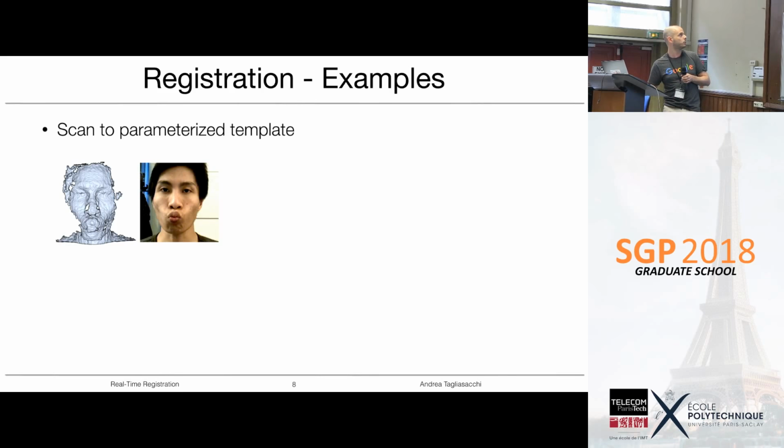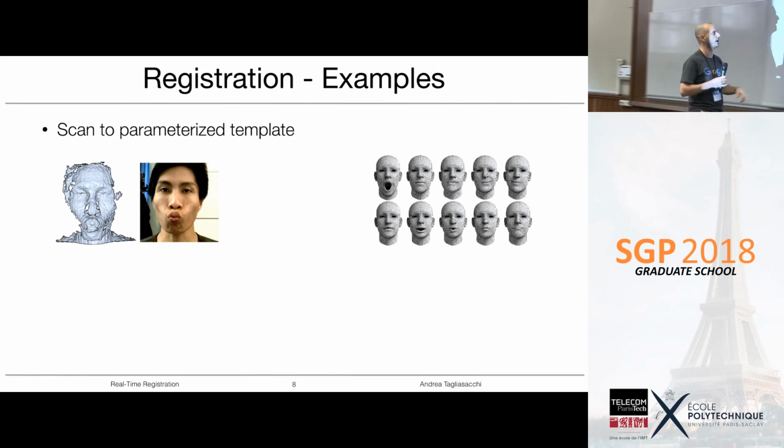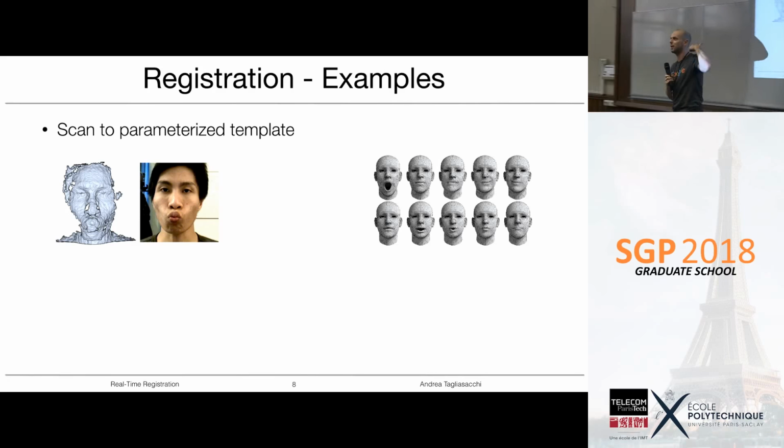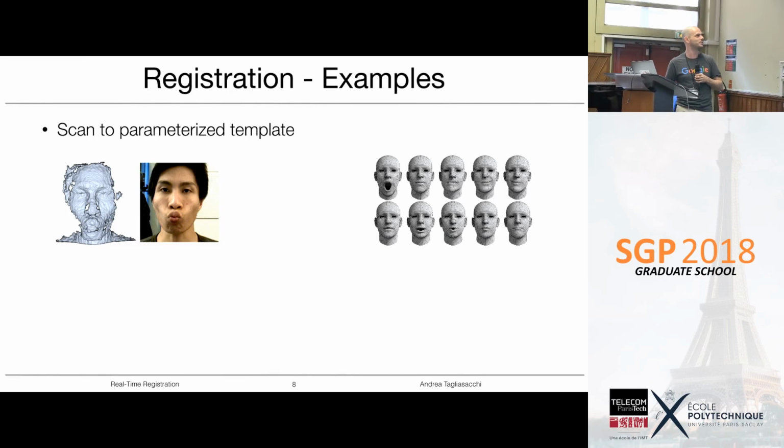Another one is parameterized template registration. I can give you here in input a depth map and a color map. And now, given a template of what human faces look like, which you can see right here, that's just a triangular mesh that has been aliased by the screen. If you zoom in and squint, you can actually see some triangles.